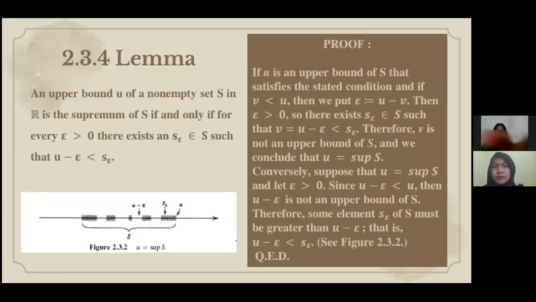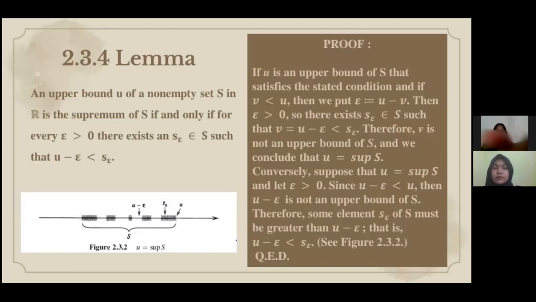Next, Lemma 2.3.4. An upper bound u of a non-empty set S in real numbers is the supremum of S if and only if for every epsilon > 0, there exists an s_epsilon in S such that u − epsilon < s_epsilon. You can see it in the figure.